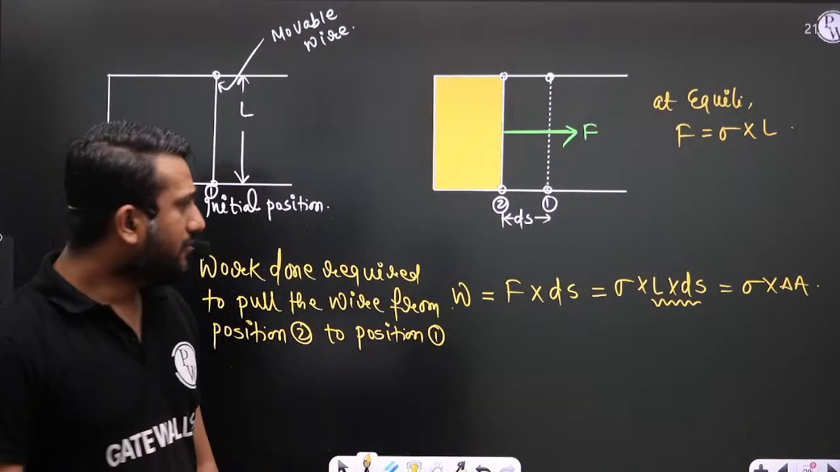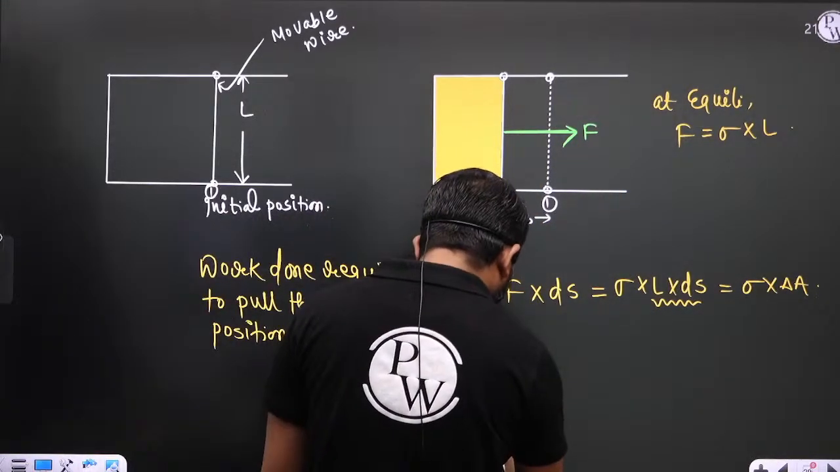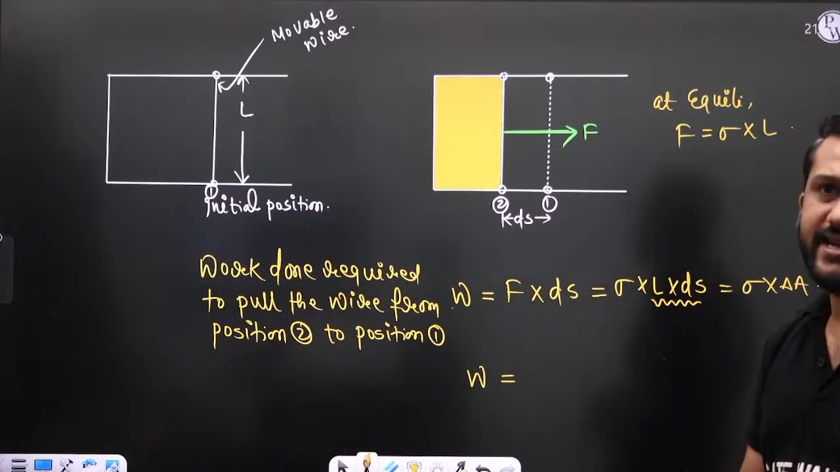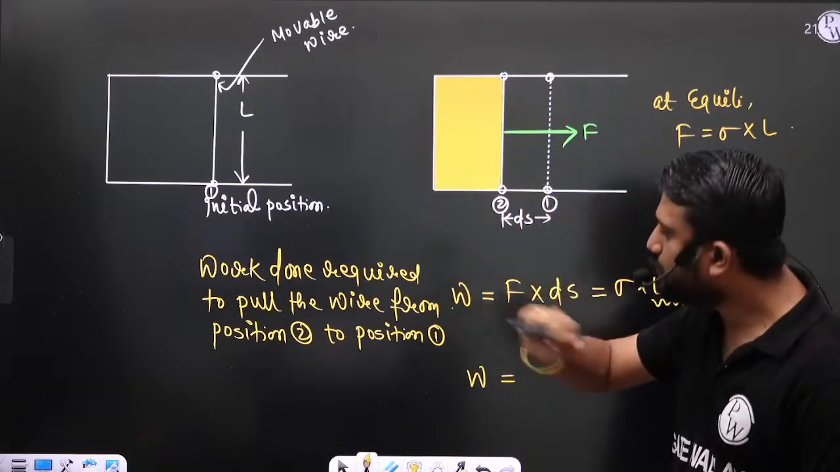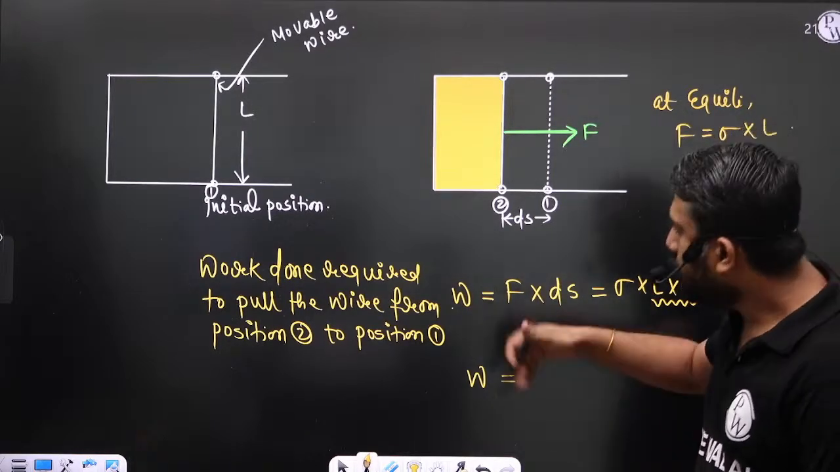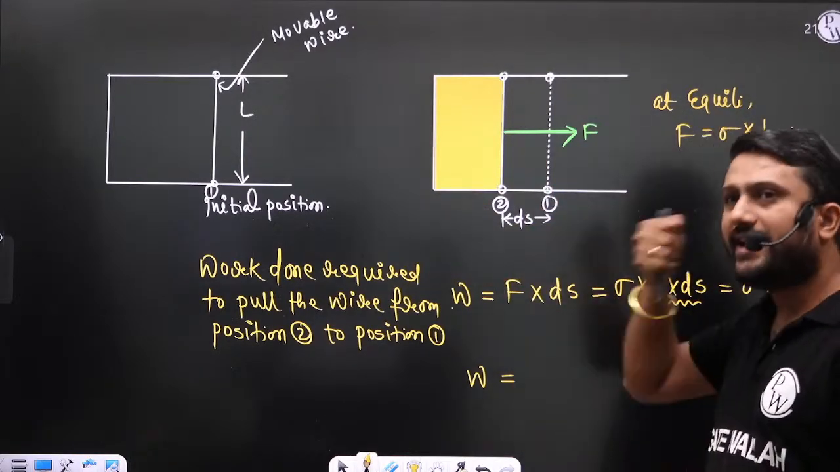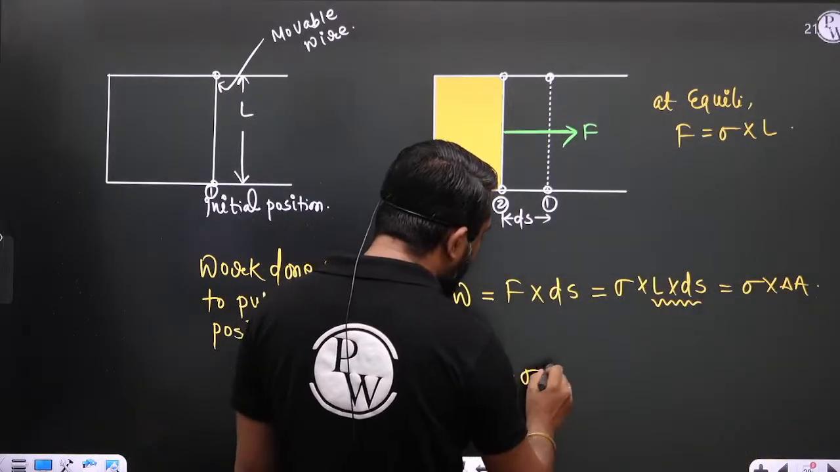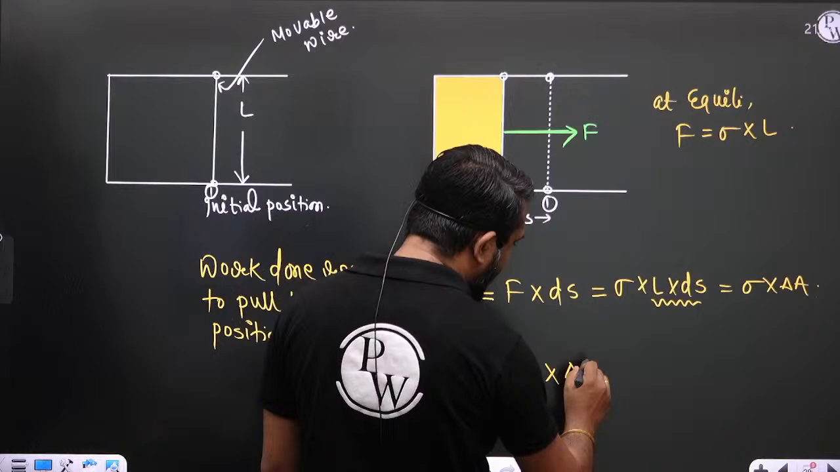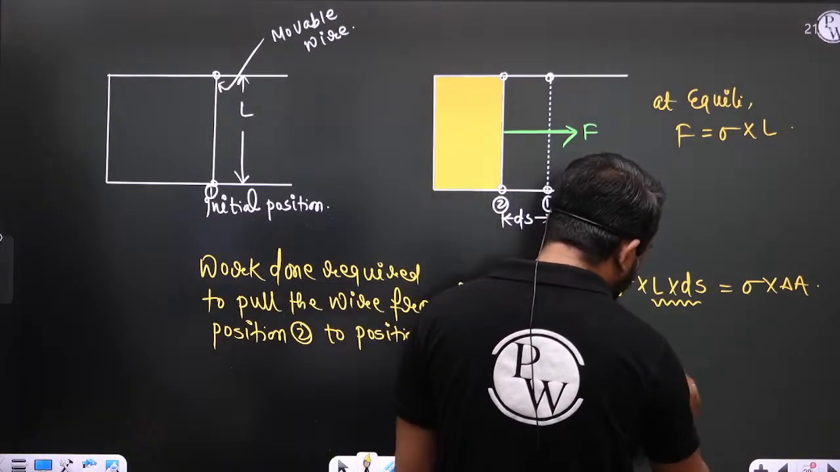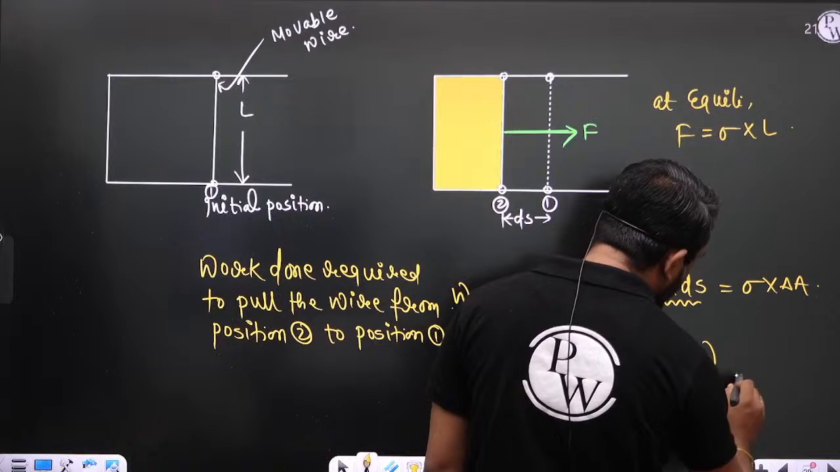Right? So the work done against the cohesive force of the liquid molecules, or you can say the work required to pull the wire. W is equal to sigma multiplied by delta A. So you can define sigma from here. This is nothing but W divided by delta A.